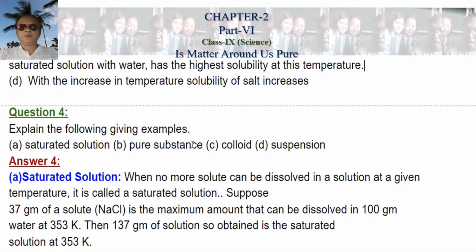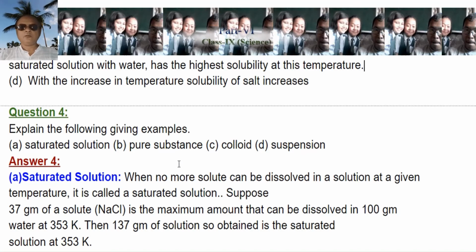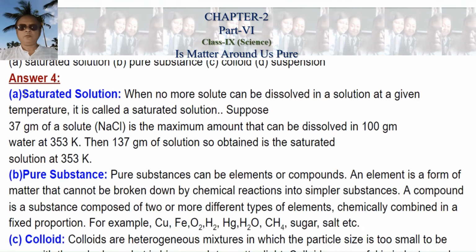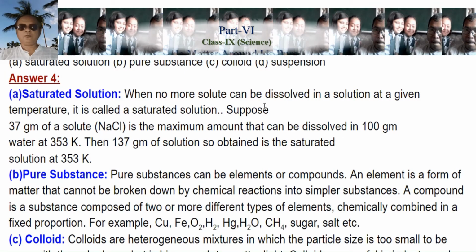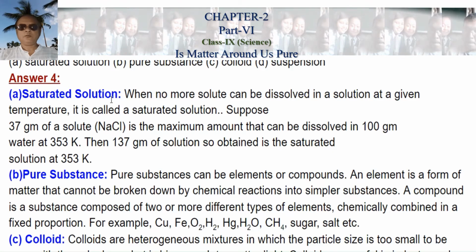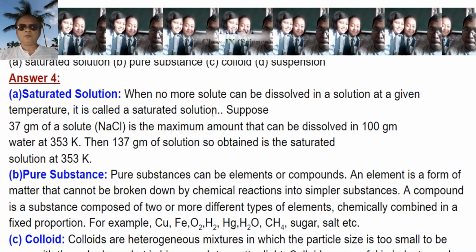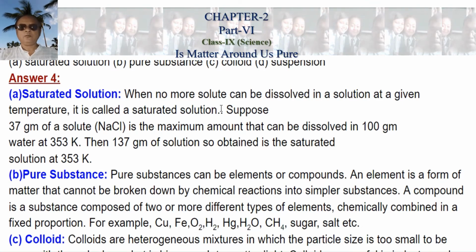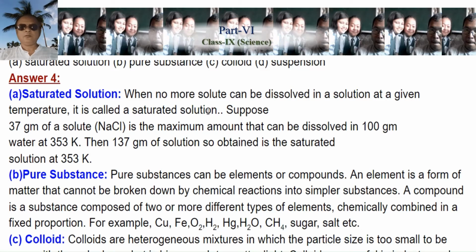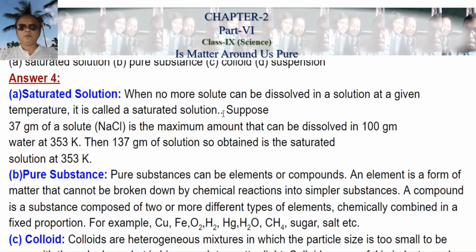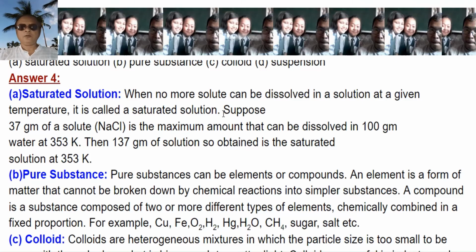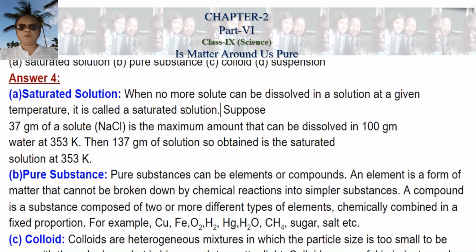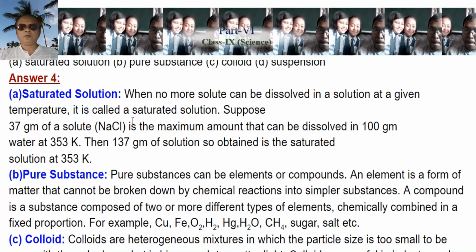Explain the following giving example: saturated solution, pure substance, colloid and suspension. So we will explain and define saturated solution first. When no more solute can be dissolved in a solution at a given temperature, it is called a saturated solution. Suppose we are adding sugar to water. Okay, a point will come when no more sugar we can add to the water. Okay, and at that point we will say that the solution has been saturated.